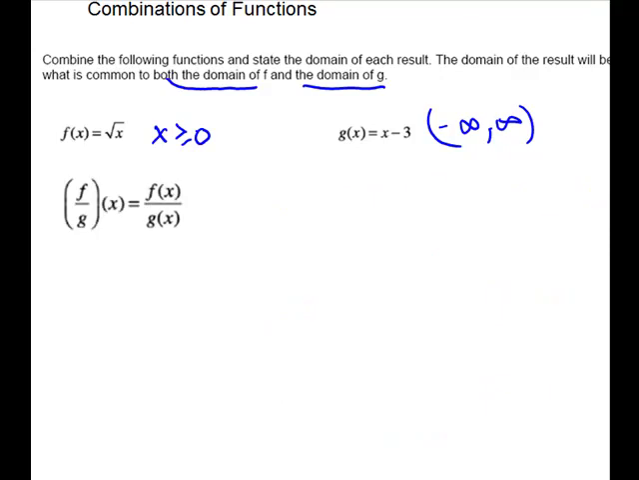So for our division, we'll just have square root of x over x minus 3. For our domain, we have just one extra thing to do. The thing that's common is x has to be greater than or equal to 0, but we can't let a denominator be 0. So x cannot equal 3. So we have two things going on. These are our restrictions.